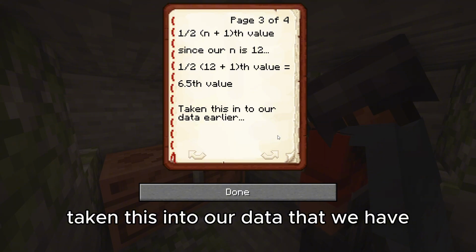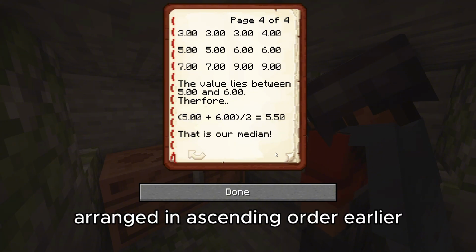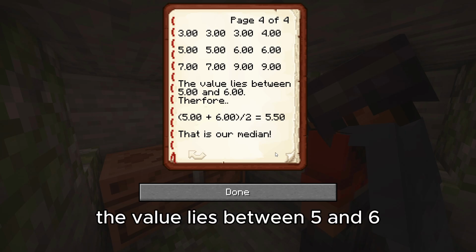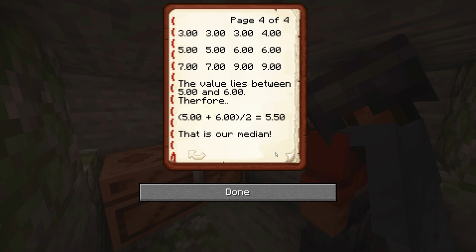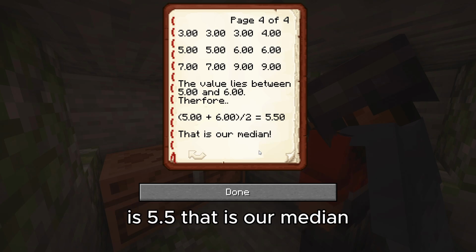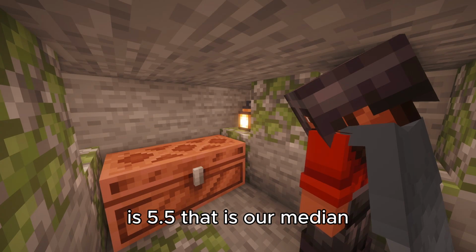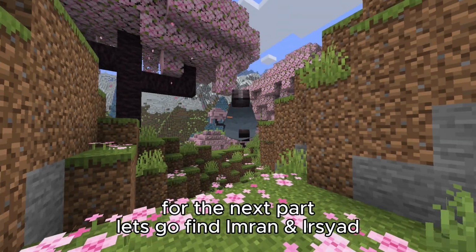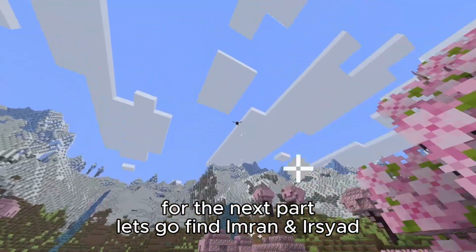Taking this into our data that we have arranged in ascending order earlier, the value lies between 5 and 6. Therefore, taking the average between the two, 5 plus 6 divided by 2 is 5.5. That is our median. For the next part, let's go find Imran and Irshad.